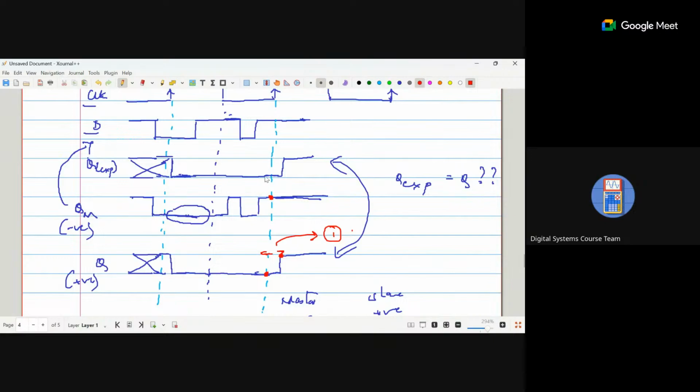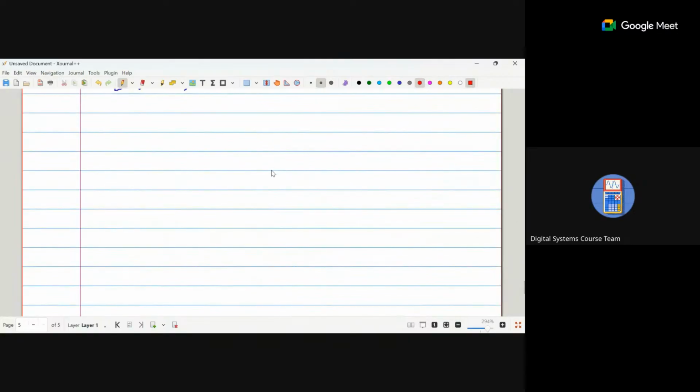Okay, first let me explain what the delays are, and then while plotting, I will tell you. First there is one kind of delay, TCQ. This is pretty direct: the clock to Q delay, the delay between clock and Q. But there are two other delays, T setup and T hold.